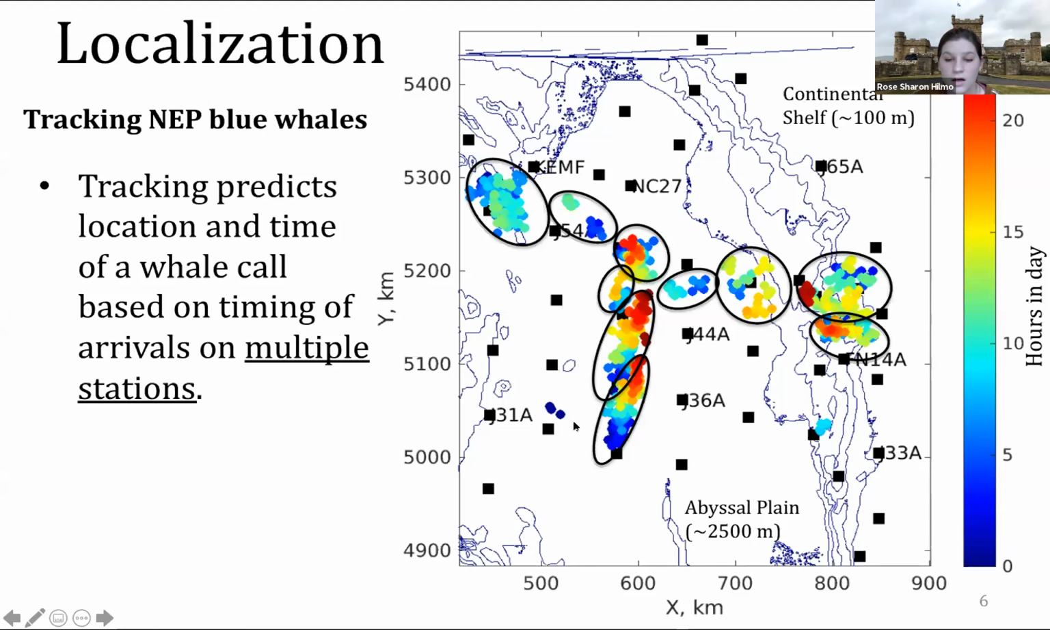Each one of these calls was detected at least 4 of these black squares, these stations, and then localized with at least 4 detections. These stations are 75 kilometers apart at some locations. So in order to be detected on at least 4 stations, that call has to travel around 100 kilometers. And so we know that it propagates at least that far. Okay, thank you.